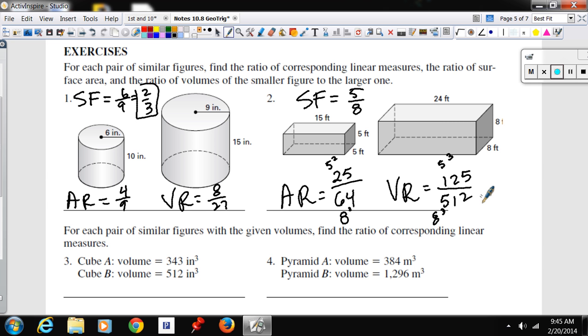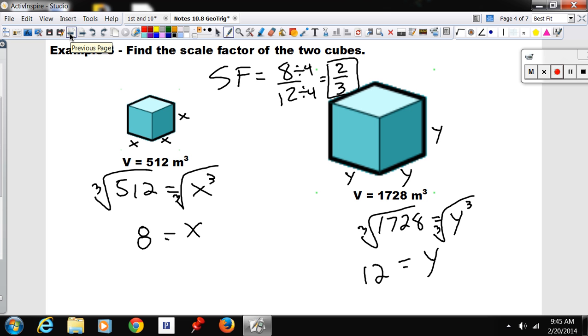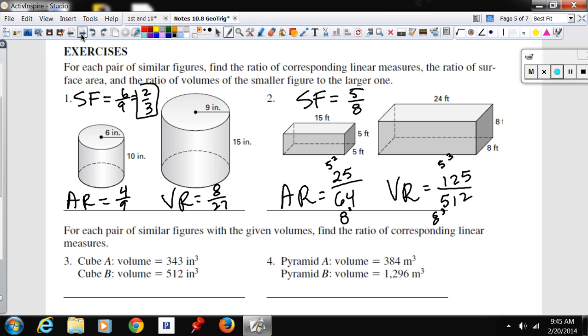And then the last two down here: for each pair of similar figures with the given volume, find their corresponding linear measures. Do you remember how we just did this one right here? We just cube rooted both of them, didn't we? So what we're going to do here is make this a fraction, and cube root them both to see what the sides would have been. Cube root of 343 would be 7 times 7 times 7, and 512 we already know is 8 times 8 times 8. So the cube root of these two would be 7/8.